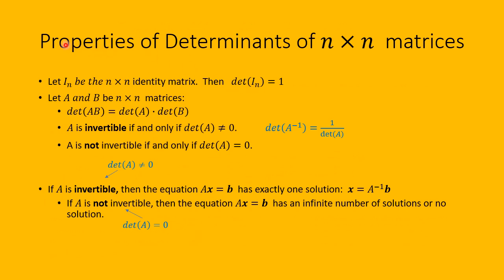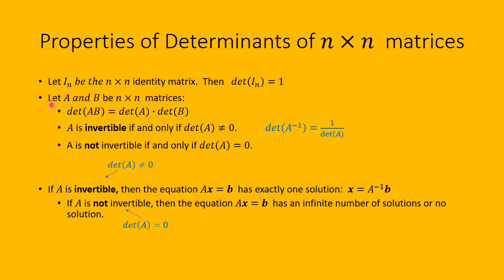So let's discuss some properties of determinants of square matrices, n by n: n rows, n columns. Suppose capital I sub n is the n by n identity matrix. Remember, that's the matrix with 1s on the main diagonal, 0s everywhere else. Then it turns out the determinant of the identity matrix is 1. So no matter what size matrix we look at, the determinant of the identity matrix is always 1.